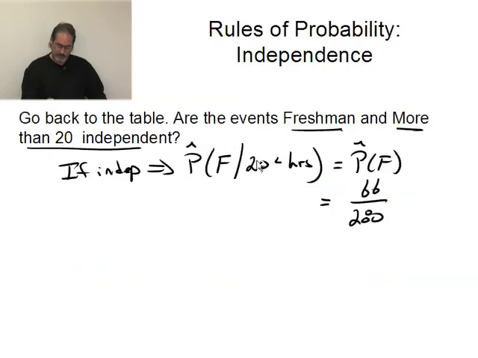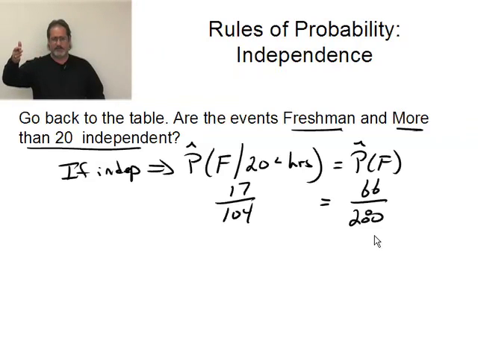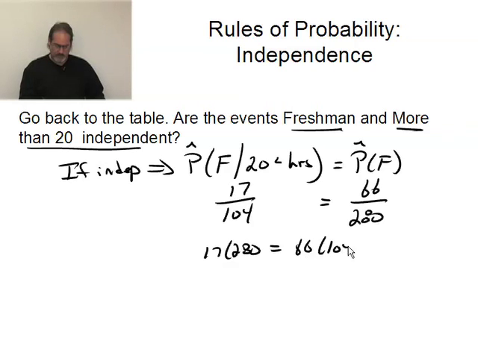So let's go back here. This conditional probability is 17 out of 104. So I'm saying that 17 out of 104 is actually equal to 66 over 280, assuming that they're actually independent. Well, rather than reaching for a calculator and quickly going for decimals, I recommend you don't do that, because if these ratios are close, they could be equal out to a couple of decimal places and then be different, and you might miss that. So use cross multiplication. If these are equal, then 17 times 280 must also be equal to 66 times 104.